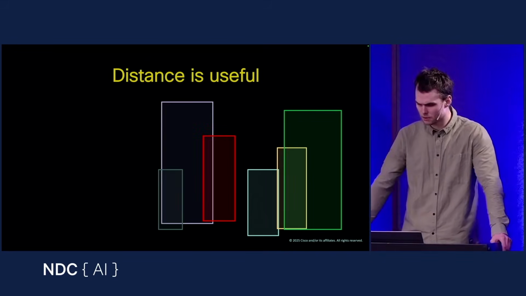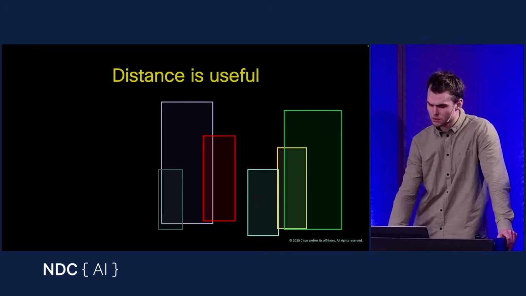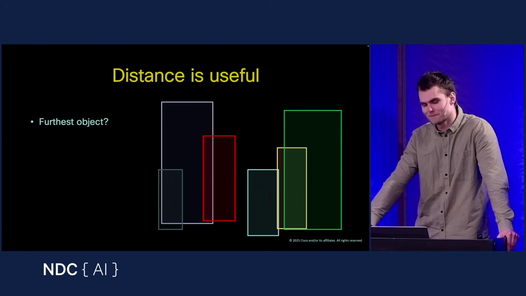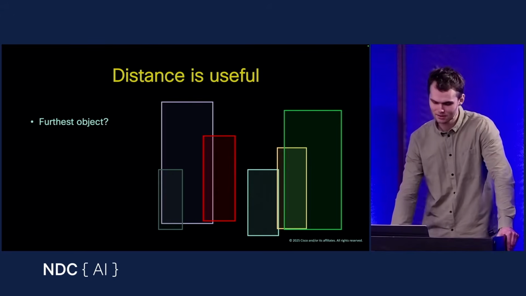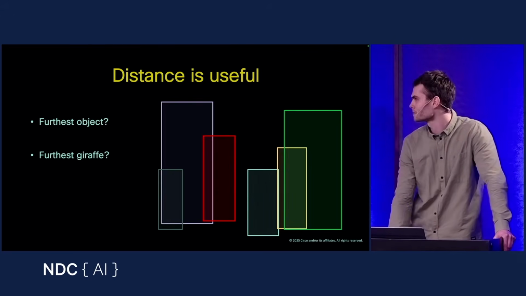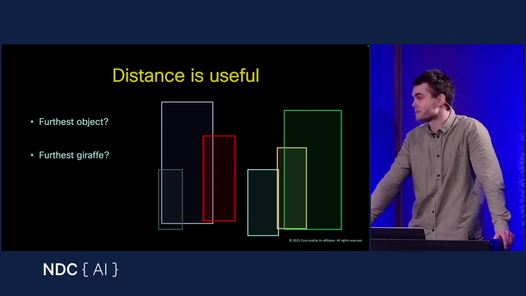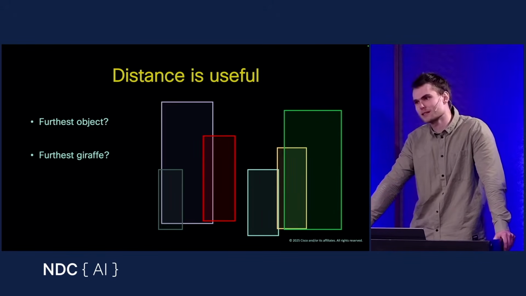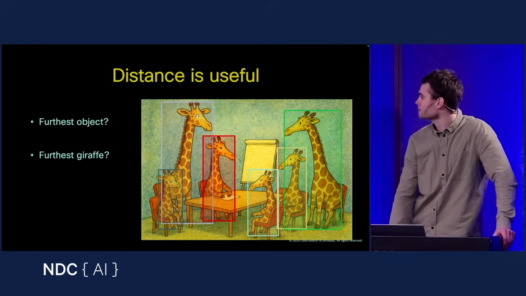So here's a little puzzle for you. These are objects. Which one is the furthest away? You might think so, but you don't know what object this is. It might be anything. So it's impossible as of now. What about the most distant giraffe? No? So giraffes come in all shapes and sizes, and their posture can drastically change what this bounding box looks like. So this is an impossible task.